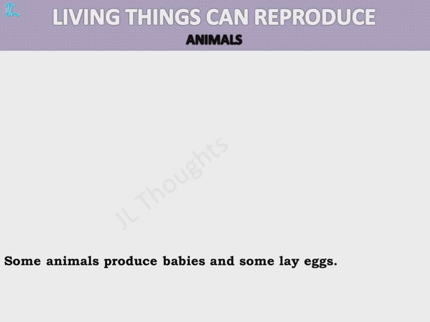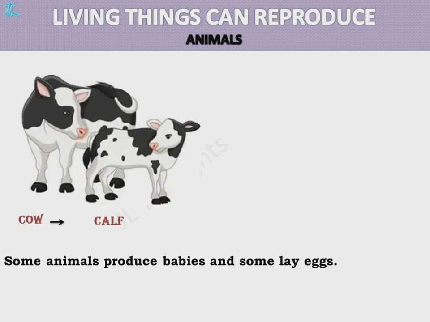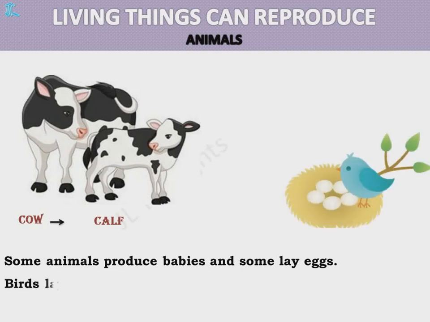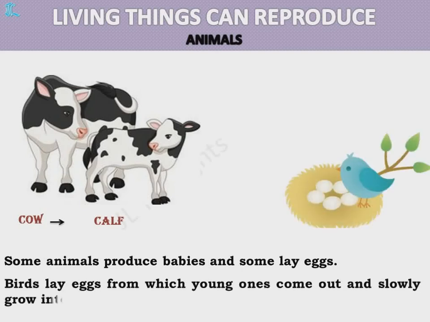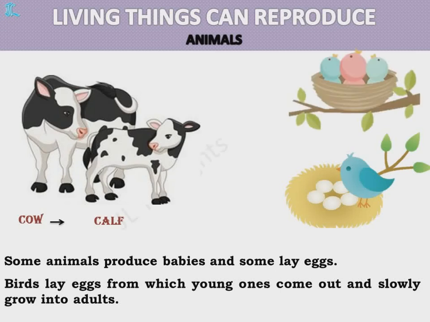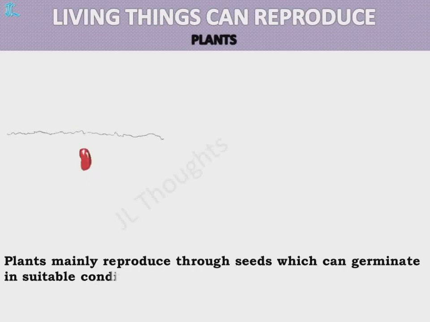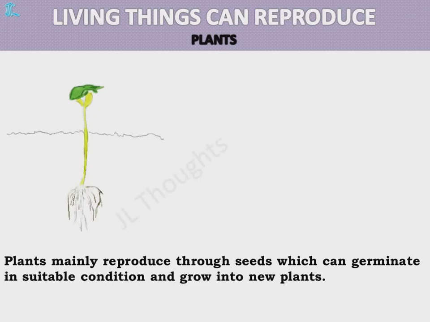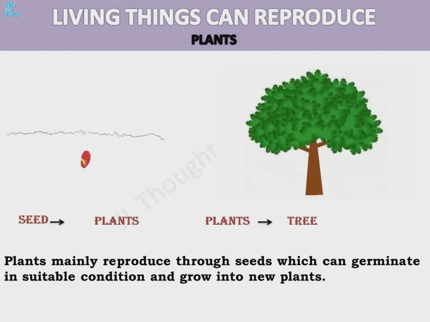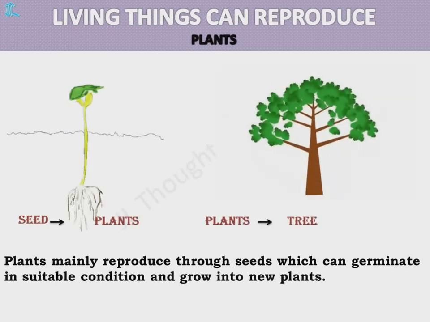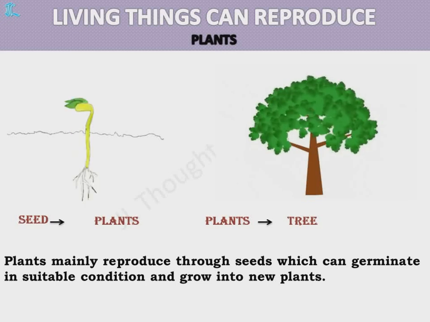Some animals produce babies and some lay eggs, like a cow gives birth to a calf. Birds lay eggs from which young ones come out and slowly grow into adults. Plants mainly reproduce through seeds, which can germinate in suitable conditions and grow into new plants. That is, a seed grows into a plant and the plant grows into a tree.